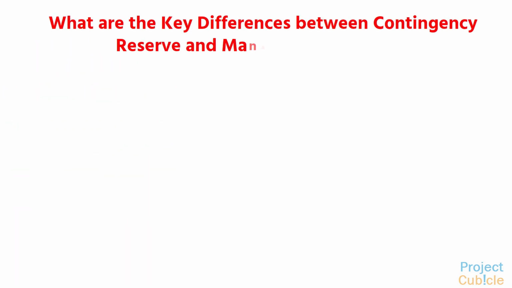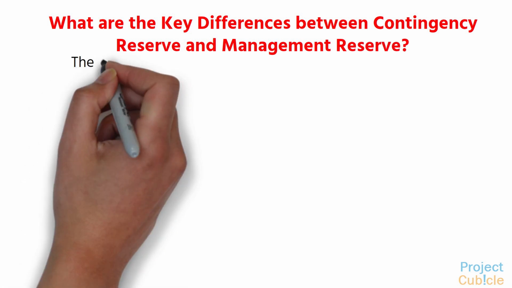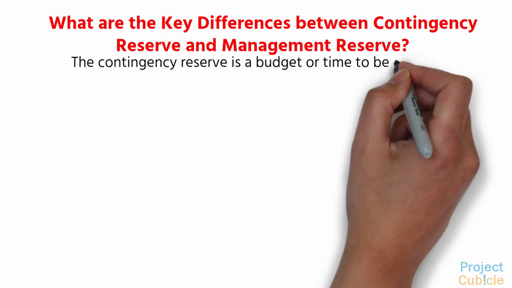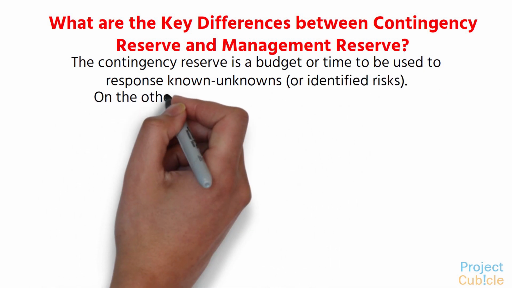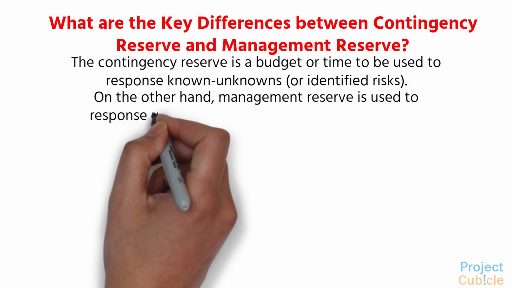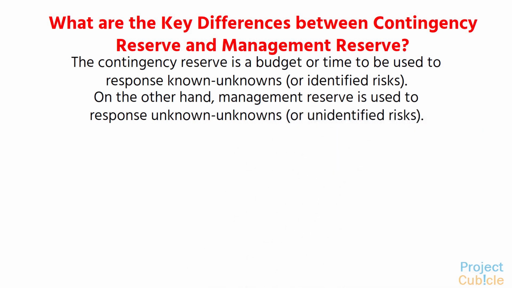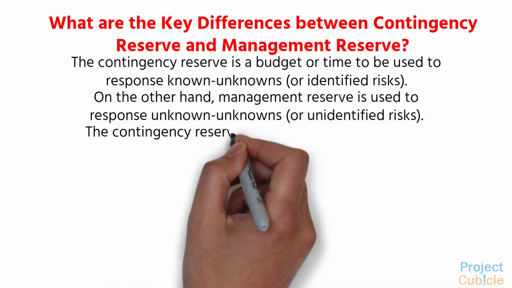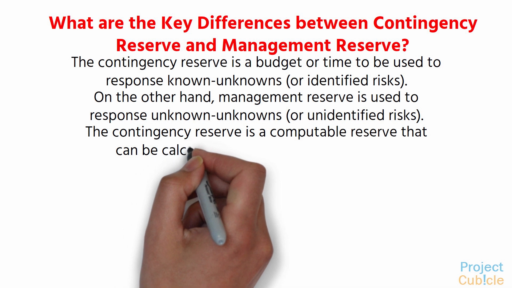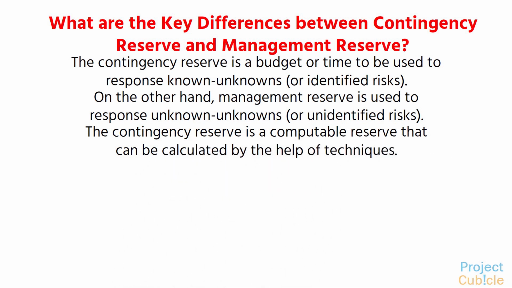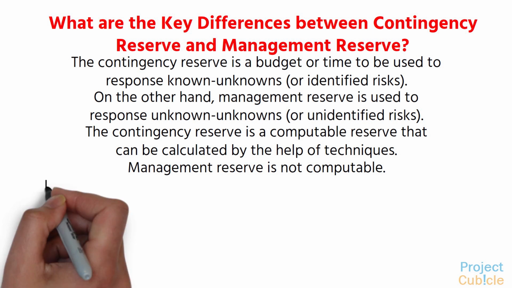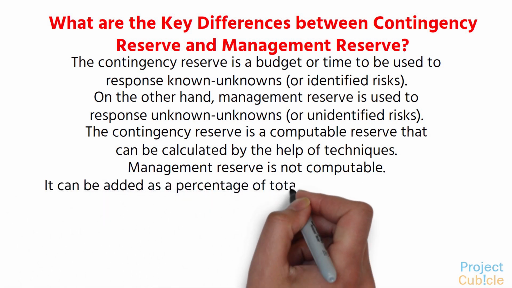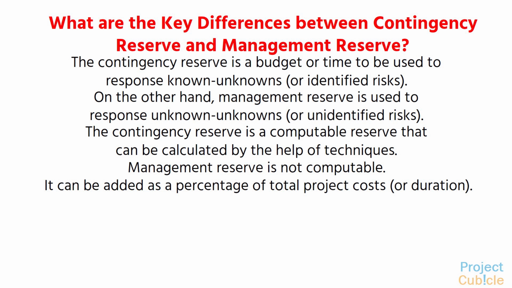What are the key differences between contingency reserve and management reserve? The contingency reserve is a budget or time to be used to respond to known unknowns, or identified risks. On the other hand, management reserve is used to respond to unknown unknowns, or unidentified risks. The contingency reserve is a computable reserve that can be calculated with the help of techniques. Management reserve is not computable. It can be added as a percentage of total project costs, or duration.